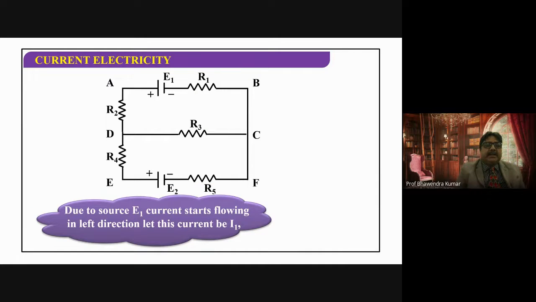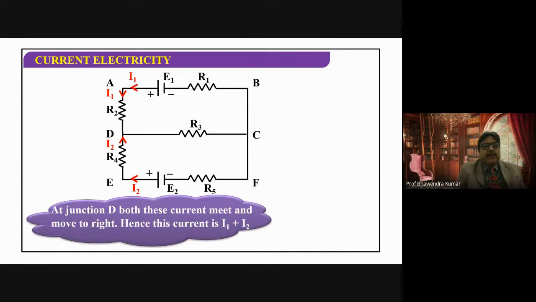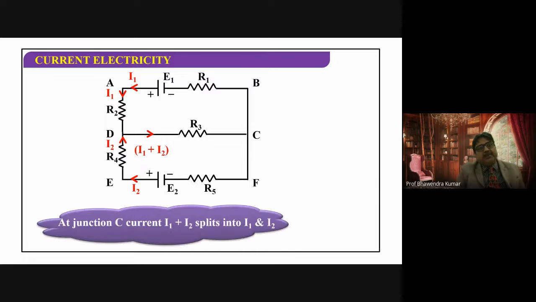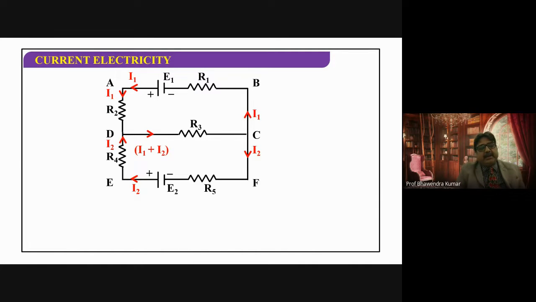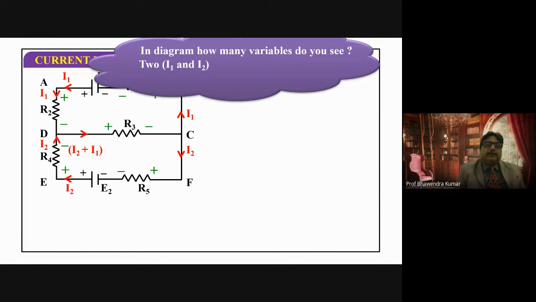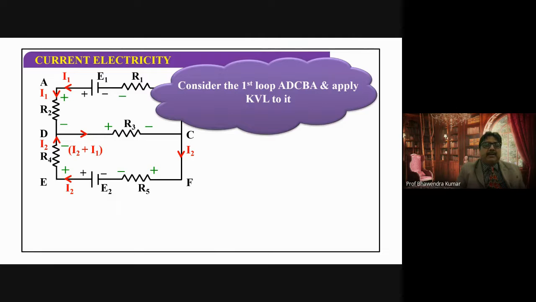So this is a circuit. So from the cell E1, I1 current starts. From E2, I2 current starts. According to Kirchhoff's first law, it is I1 plus I2 that flows through the resistor R3. Again, the current distributes. I1 and I2 go in the different parts. Do you understand it? There are two currents, I1 and I2. So we'll take two loops. We first consider loop A, B, A, D, C, B, A.